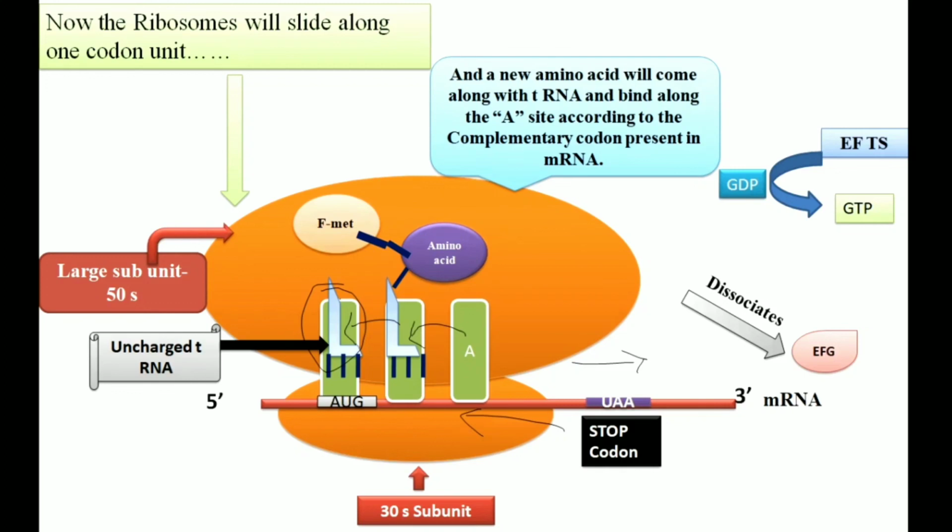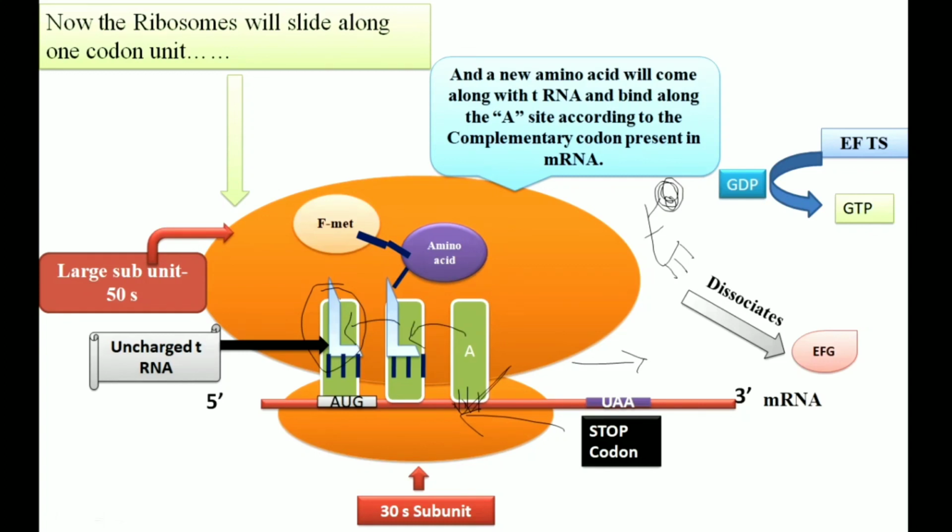So in the next step, this A site is free. Why is the A site free? Because now a tRNA has to be added here, and this tRNA should be charged with an amino acid. You know that in the cell there are different tRNAs present, and this tRNA comes and binds with a specific sequence in the codon. Depending on the sequence of the codon, they will bring different types of amino acid.